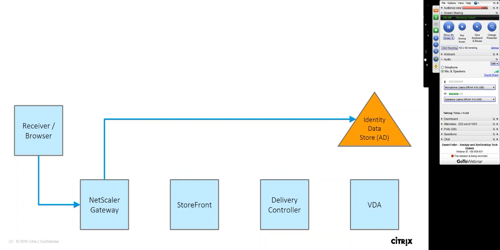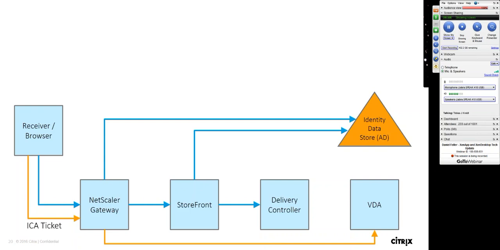Gateway is going to authenticate you against Active Directory, and if you're allowed in, it then forwards your request to StoreFront, which can also authenticate you against Active Directory, which then talks to the delivery controller and says, hey, give me the list of resources that this user has. From there, the user has an ICA ticket that proves their identity so they can get through Gateway, and that will launch their VDA, their application, or their virtual desktop. When they access that resource, it will again authenticate them to Active Directory.